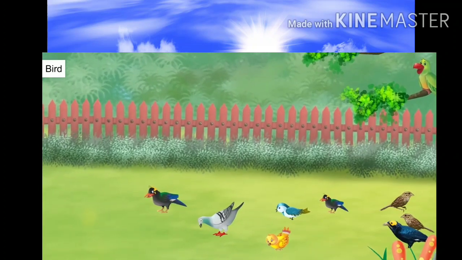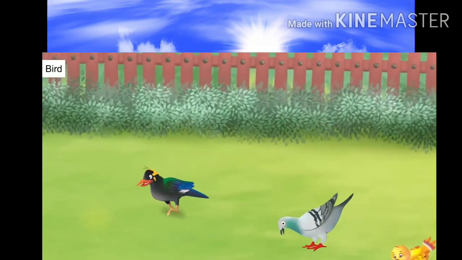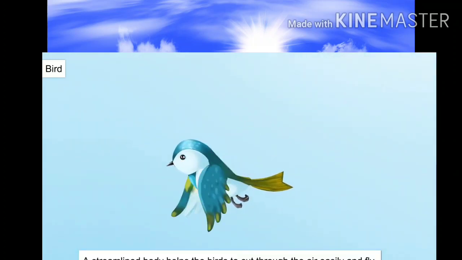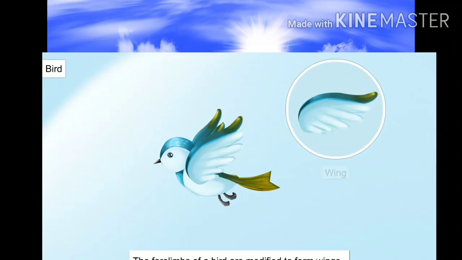Let us now see how a bird moves. Most birds walk and fly. The birds walk with the help of their feet and toes. The birds can fly easily. This is because they have a streamlined body. Such a body helps the birds to cut through the air easily and fly. Also, the 4 limbs of a bird are modified to form wings. These wings help the bird to fly.